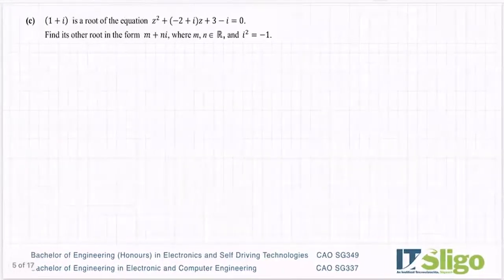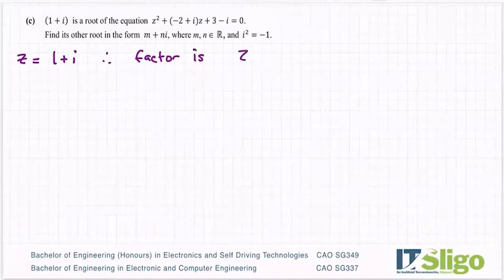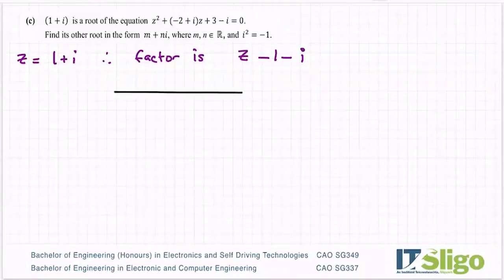Okay, so to do long division, if one of your roots z is equal to 1 plus i, therefore the factor is z minus 1 minus i. Okay, and that's what you long divide in when you're doing it. Okay, let me give it a bash. Definitely looking for trouble here now, thinking this is going to work out, knowing the mistakes I make.